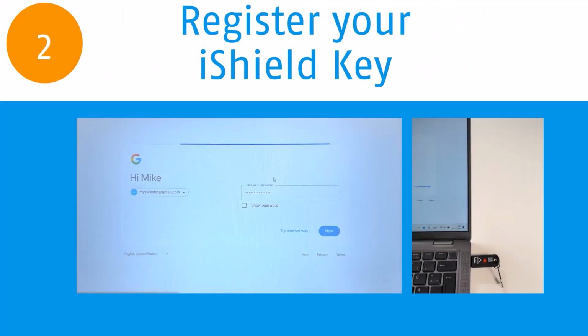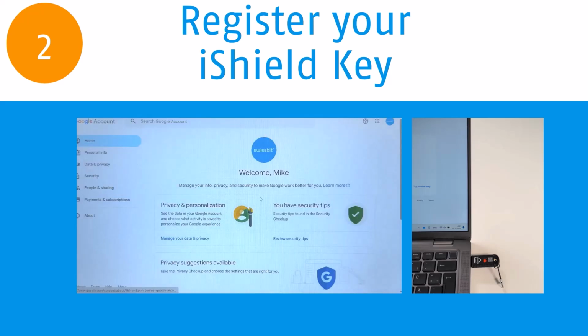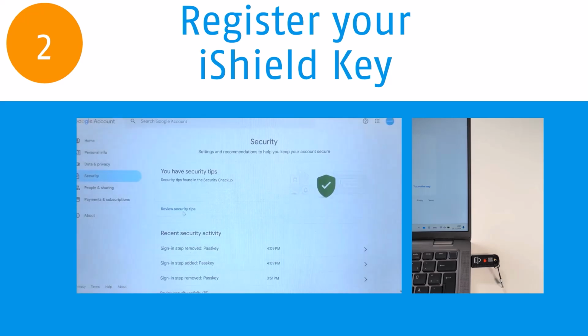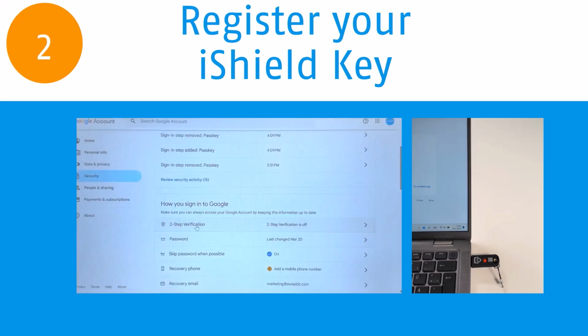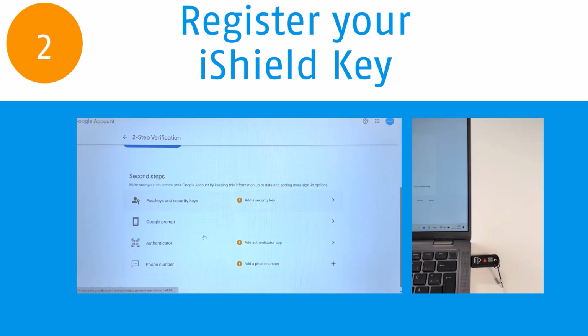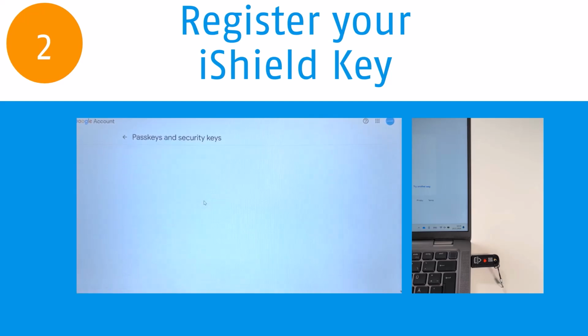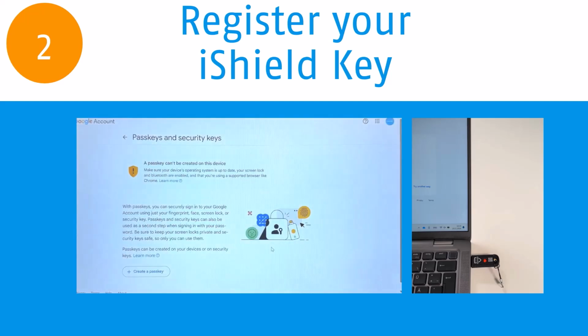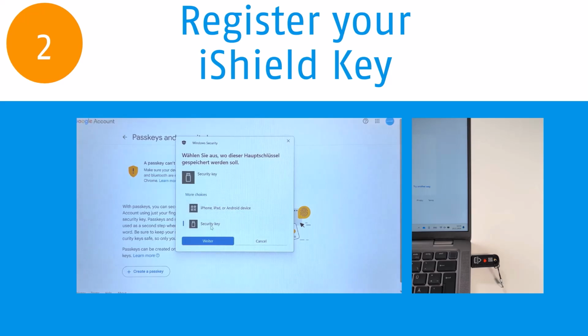Step 2. Register your iShield key with the services or the accounts that you would like to protect. You will need to register your iShield key individually with each service. The setup process is determined by the service provider, and setup instructions may vary from service to service.